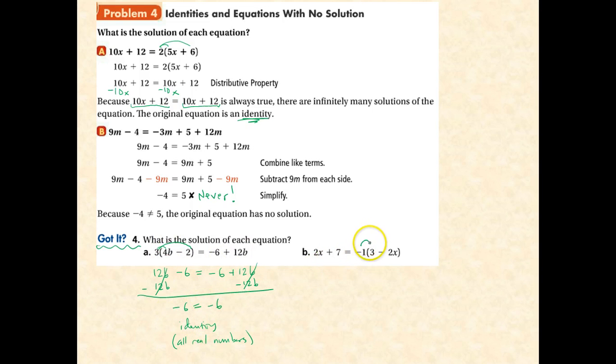What about this one? Distribute. Let's see, over here we still got 2x plus 7. Negative 1 times 3 is negative 3. Negative 1 times negative 2x is positive 2x. Subtract 2x from both sides, and you get 7 equals negative 3, which is never true, so this is no solution.